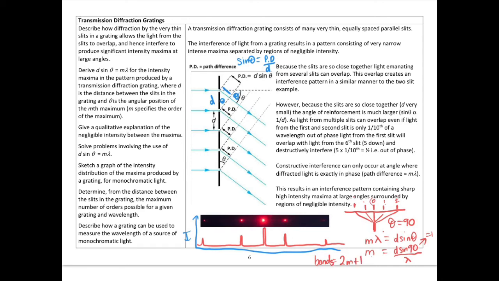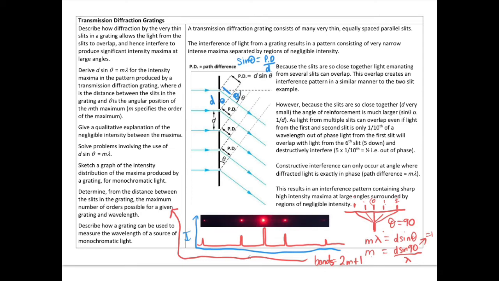So the bands that you see here will be equal to 2m plus 1 when you put theta equals 90, therefore sine theta equals 1, into that equation. You'll do those in the book. I think you'll work them out. They're not too difficult. You should also be able to work out the wavelength of a light source by using this pattern, and we'll do this in the lab.